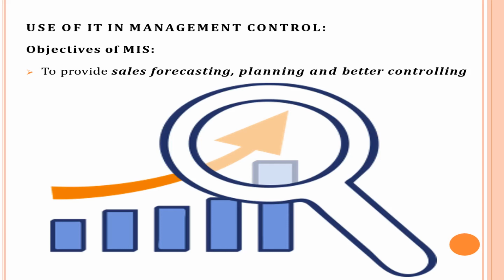To provide sales forecasting, planning, and better controlling. See, on the whole, only if the sales target is achieved, then we can say that the product is giving profits. So all businesses focus on sales. They will forecast last month, previous month, and this month, next month, what will be the profit. They use plan A, plan B, or strategy plans to achieve the profits.